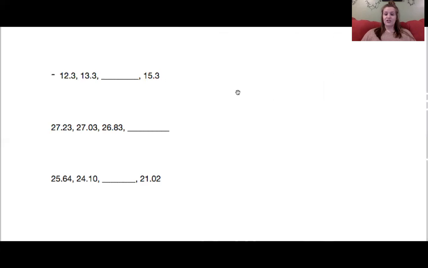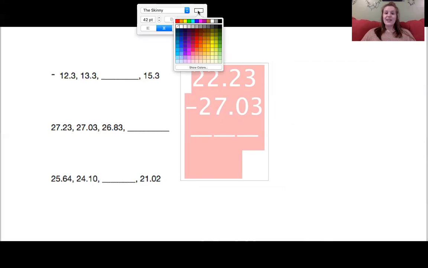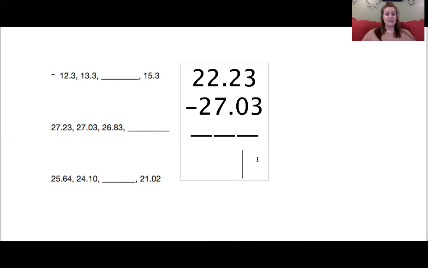Alrighty, let's try our second one. Am I increasing or decreasing is my first question. That's right, I'm decreasing. I go from 27.23, or 27 and 23 hundredths, to 27 and 3 hundredths. So in order to figure out how much I'm decreasing by, I am going to subtract. You can kind of see it on the screen. What numbers am I going to subtract?